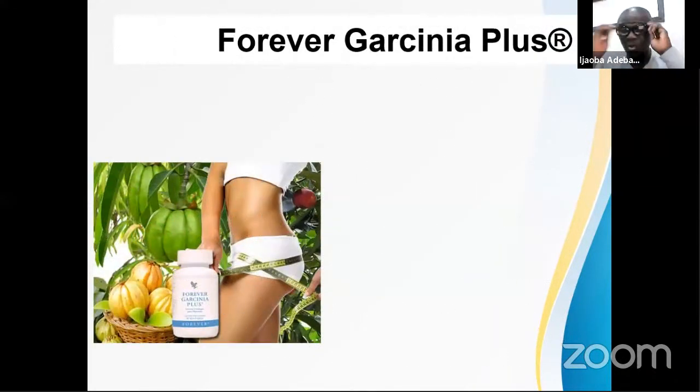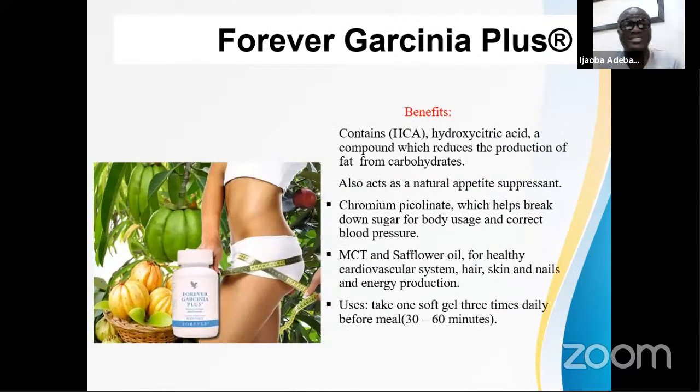Then we have the Garcinia. What is the work of Garcinia? The relevance of Garcinia in the C9 is, number one, because it's rich in what is known as hydroxycitric acid, a compound which reduces the production of fats from carbohydrate. Peradventure you took your 600 calorie meal, this our local rice, it's carbohydrate. It will not be converted as fat with the help of the hydroxycitric acid in the Garcinia. It will be converted very fast.